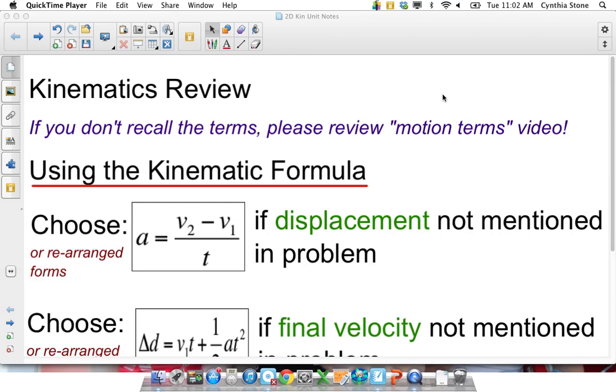Jumping right into formulas, if you are having trouble remembering what all these terms mean, there is a motion terms video that I have linked that you can use just as a reference. It's actually something I prepared for a college course, but it might help you remember all the terms. So if you need to, please go ahead and use that. Otherwise, let's just look at these formulas that you have definitely used in your grade 11 course.